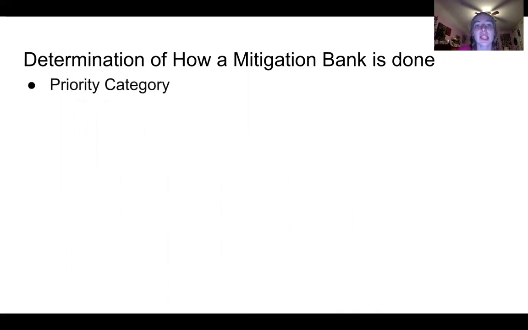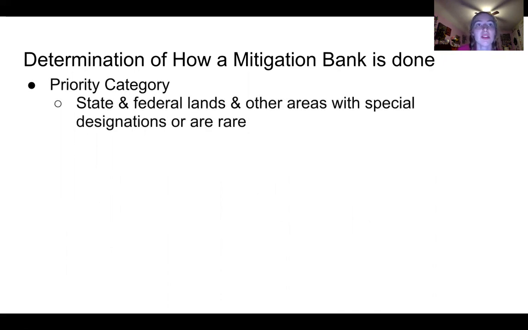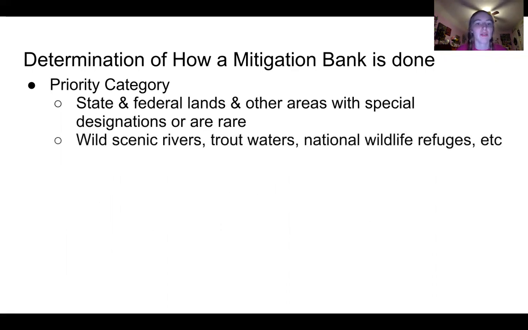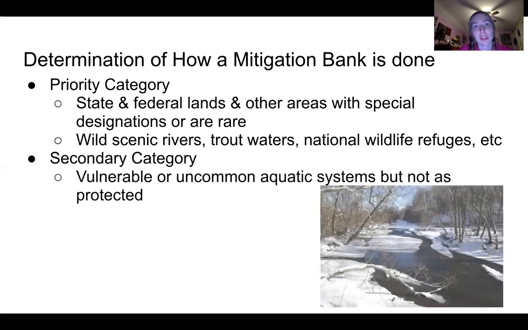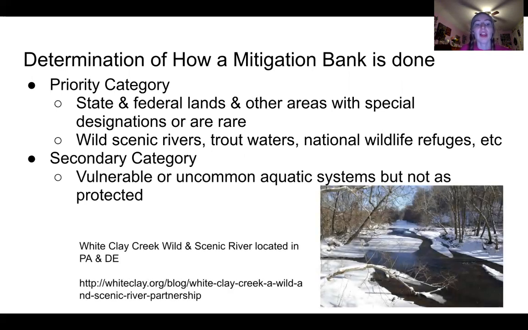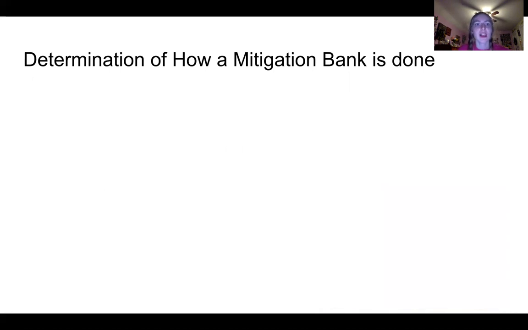The priority category has a primary level, which is state and federal lands and other areas with special designations or that are rare, so a wild and scenic river could fall into that. And then a secondary category, which is vulnerable or uncommon aquatic systems, but not quite as protected as the primary category. Here's White Clay Creek Wild and Scenic River, located in PA and Delaware.